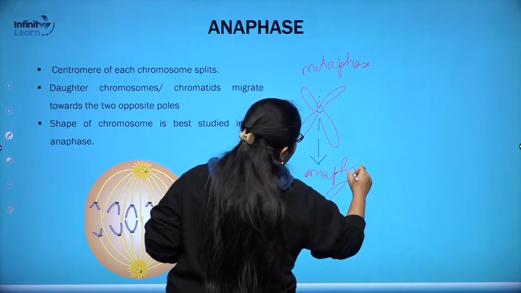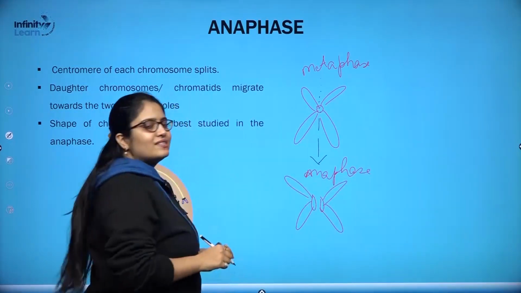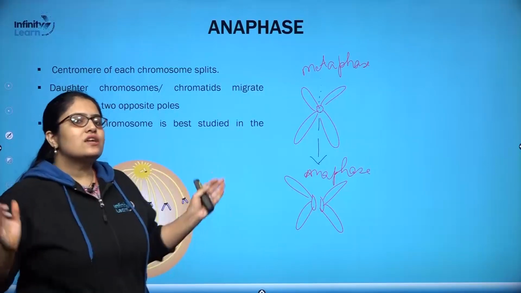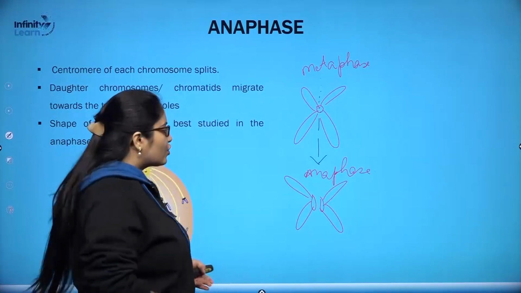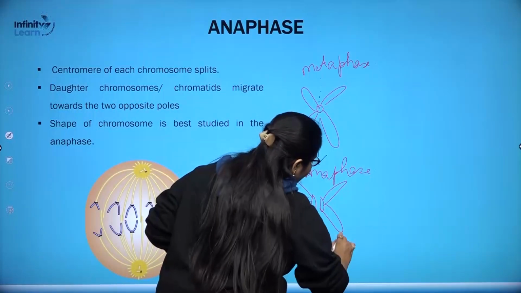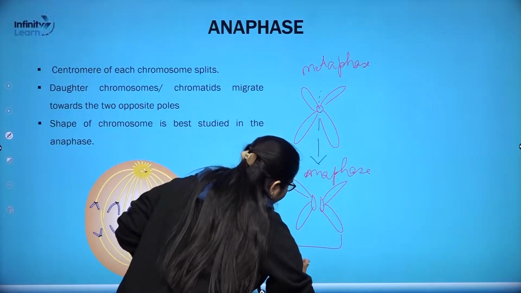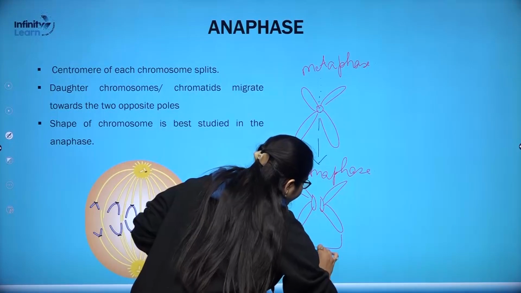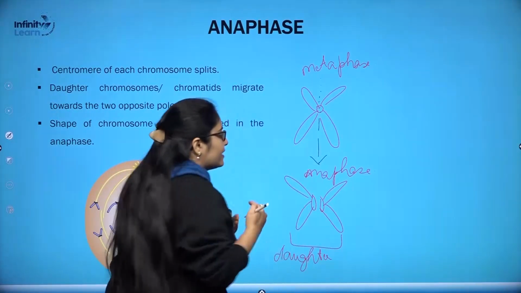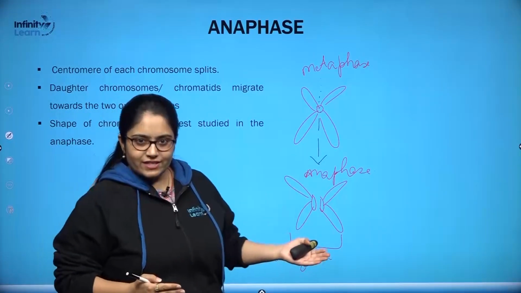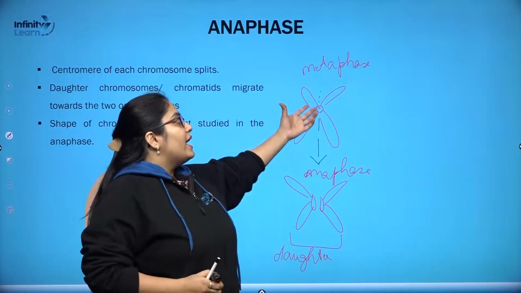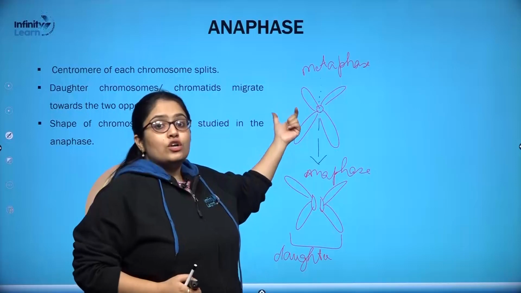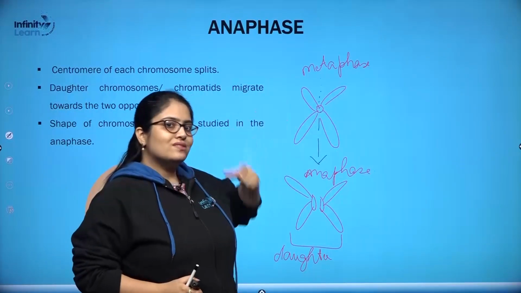In anaphase, because of splitting of the centromere, the two sister chromatids will separate out and start behaving as daughter chromosomes. Now these daughter chromosomes are different from the metaphasic chromosome. In what terms? In number of chromatids. तो एक metaphasic chromosome के ऊपर दो sister chromatids थी. There are two sister chromatids.